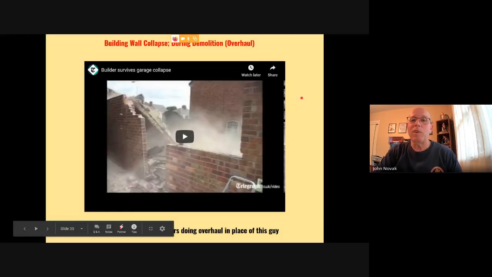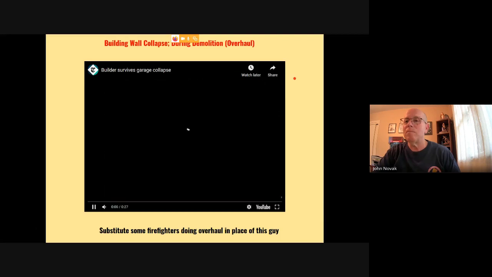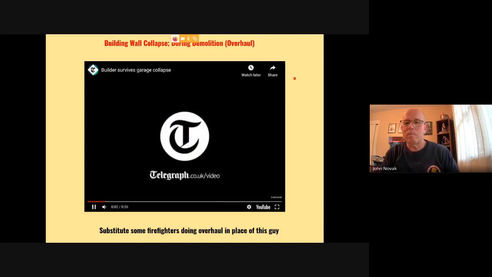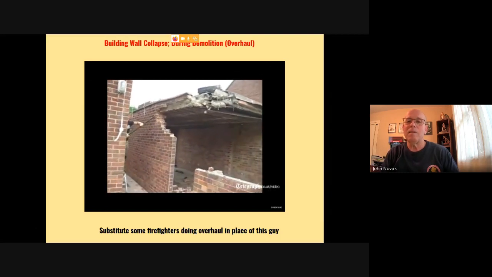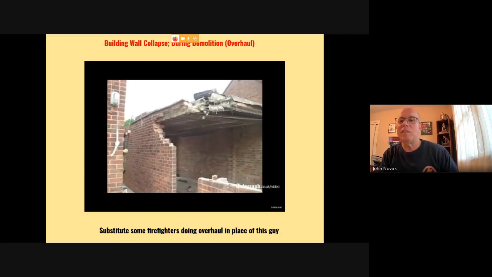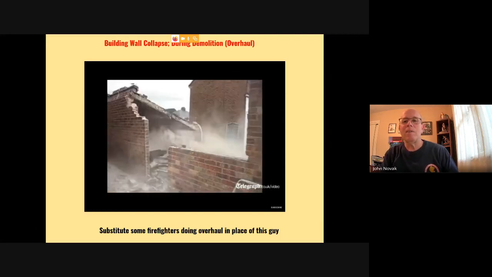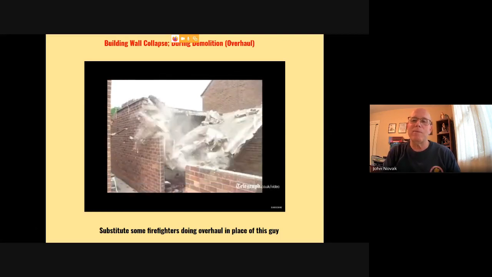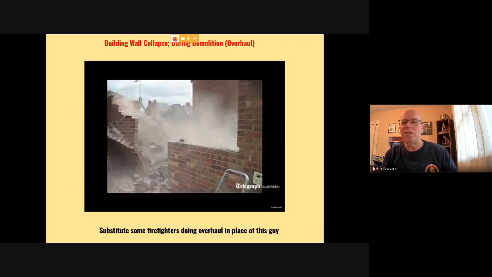All right, again, this could be the fire department operating during overhaul. Just substitute the guy that's the construction worker with one of your firefighters doing some overhaul. Yeah, there's the guy on your truck company. I'll get it, Chief. Don't worry. If that wasn't bad enough, then the wall comes down on top of it. Wait for it. There she goes.